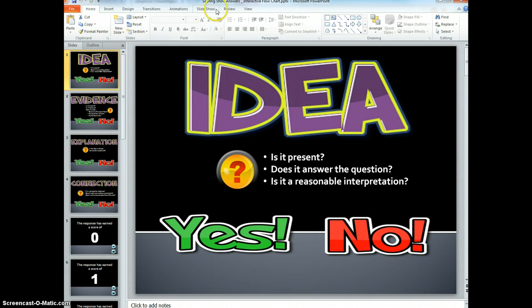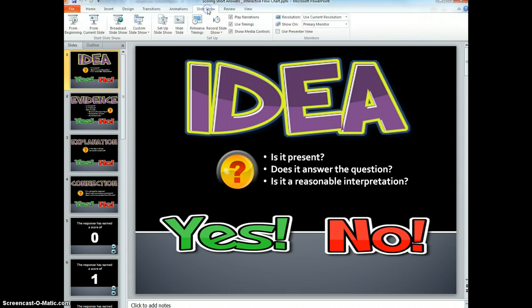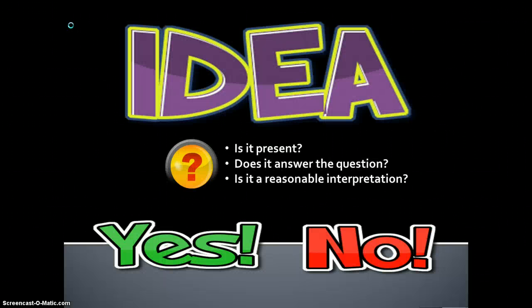The next thing that you want to do after you open the document is go to Slideshow and begin a new slideshow from the beginning. The features of this interactive flowchart will only work if you are in a slideshow mode. So here's how this PowerPoint interactive flowchart works.